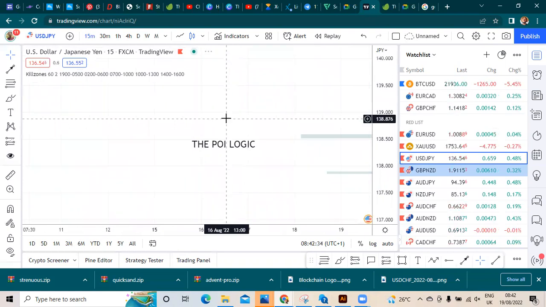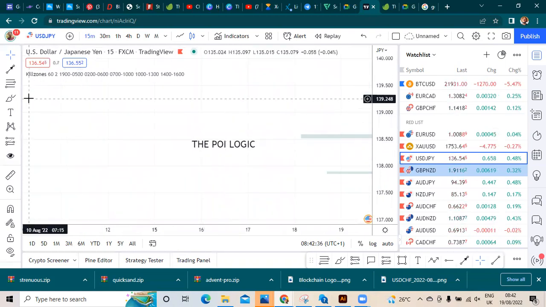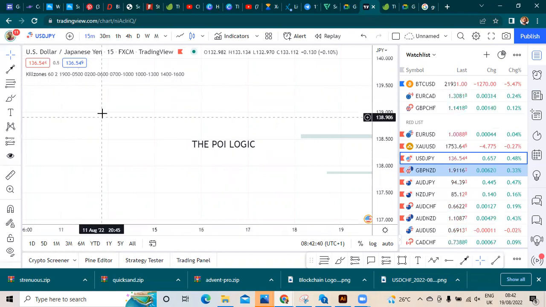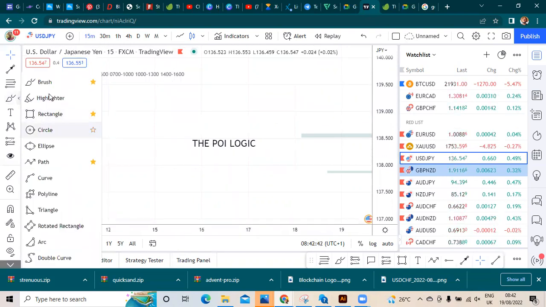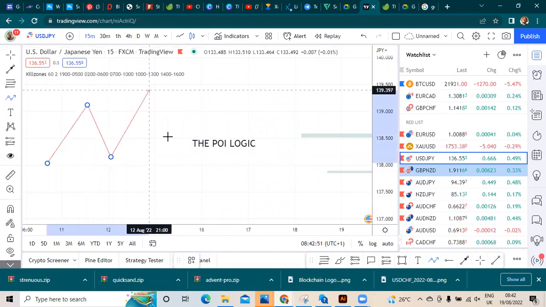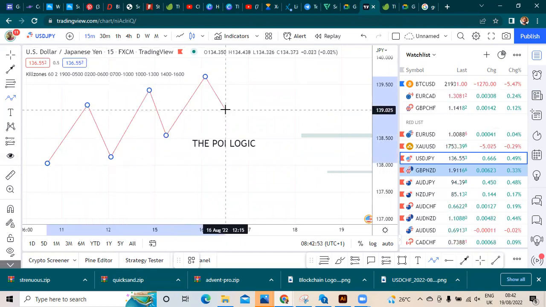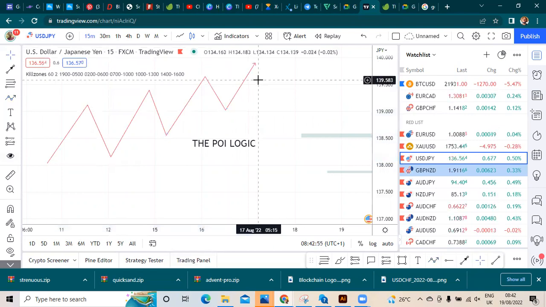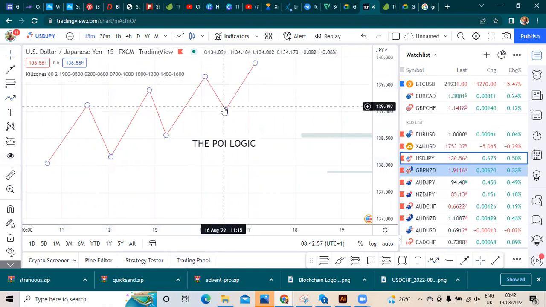So into the POI logic now. The word POI is ICT's terminology, which is point of interest. Points of interest in the market are the same thing as support and resistance, which retail price action traders trade off. But in SMC, points of interest come in different kinds. Now, all of them work and all of them do not work too.